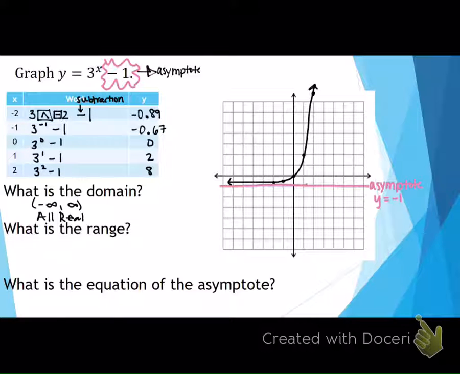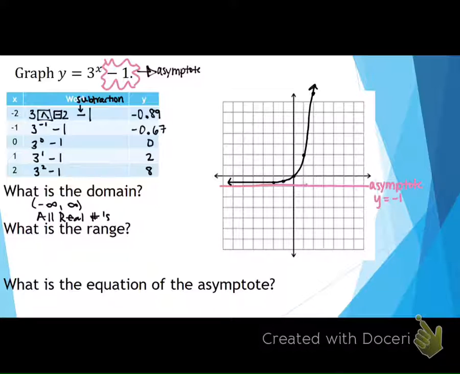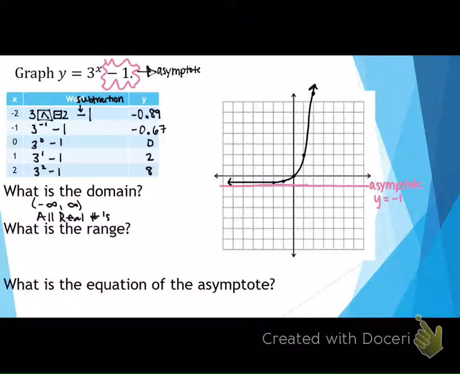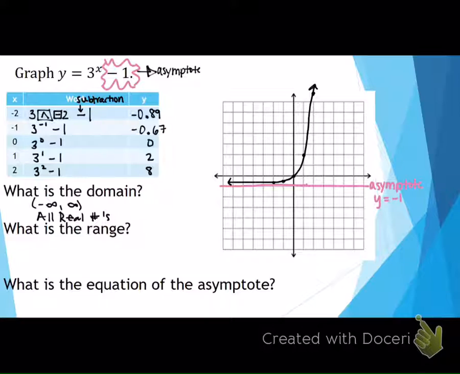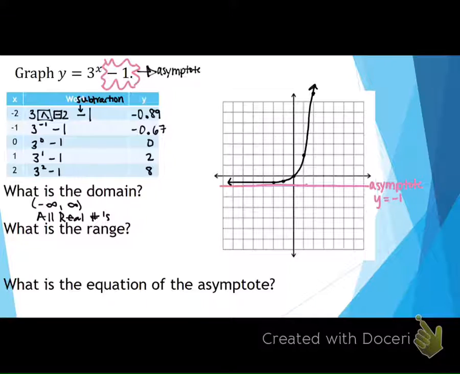Brian, what is my range? It's the same, right? It's based off the asymptote. What is the lowest possible point this is approaching? Look on your asymptote. What is your asymptote? -1. Your lowest possible y value is at your asymptote, which is at -1.